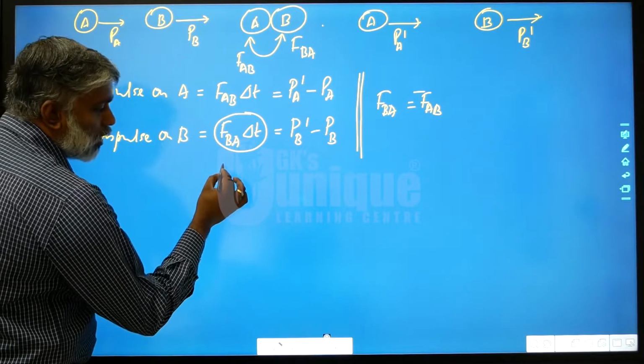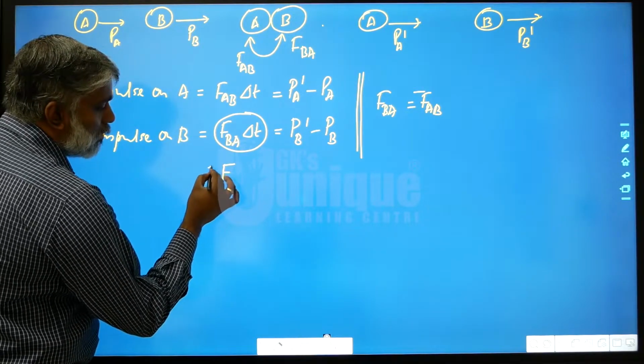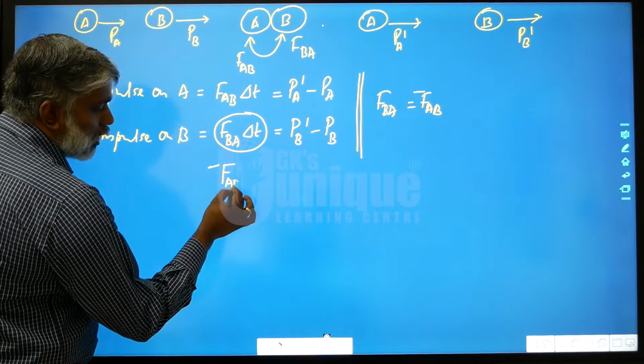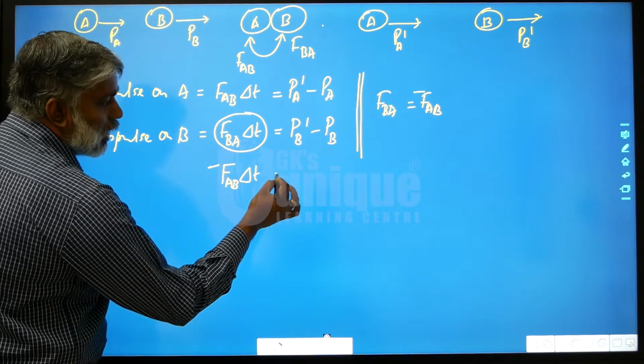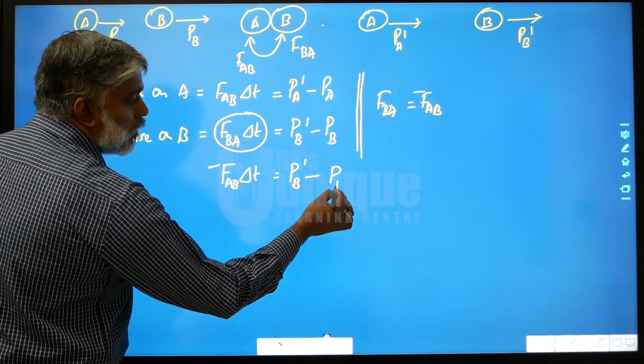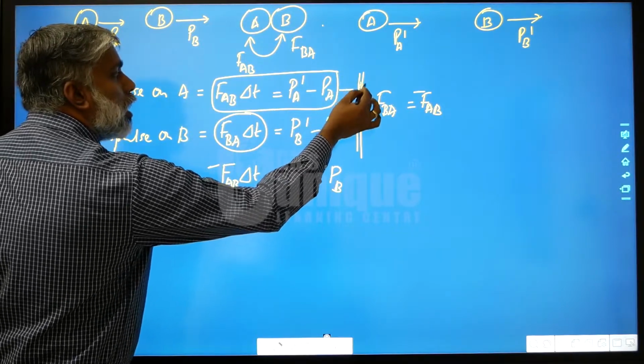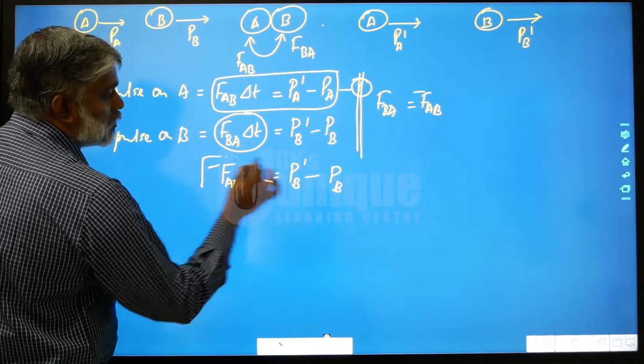Now see, in the second equation you change this FBA. So what is the new one? Instead of FBA you write minus FAB. Okay, then delta t is equal to PB dash minus PB. Okay, so this is equation number 1 and this is equation number 2.